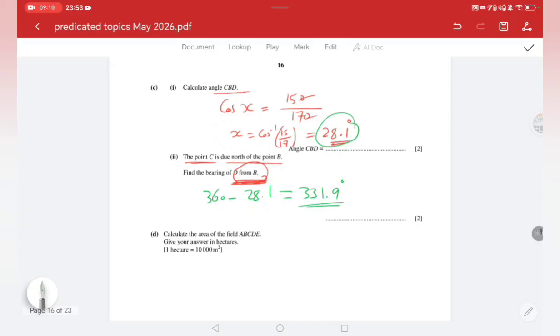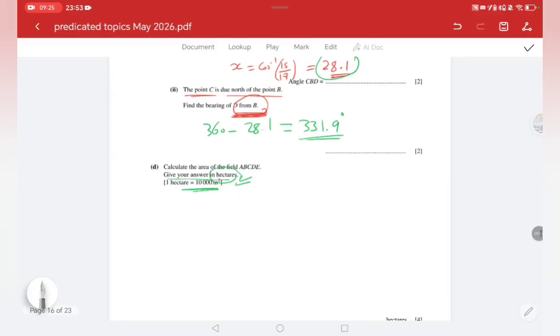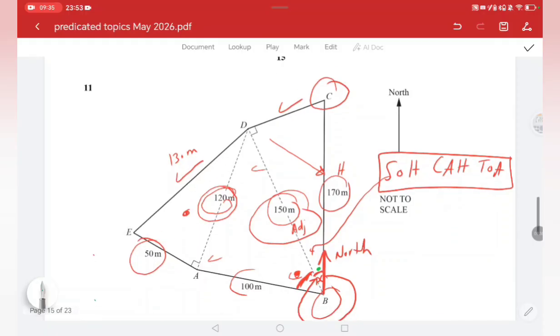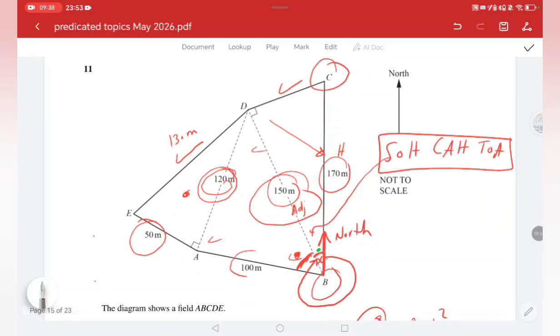Now next one, calculate the area of the whole field. But take care, it says give your answer in hectares. So don't forget, after calculating, you have to divide by 10,000 to put it in hectares, to not lose one point. Let's find the area. We have how many triangles? I think we have 3 triangles. We need to find the area of the 3 triangles. The first triangle is this one, a right angle triangle.